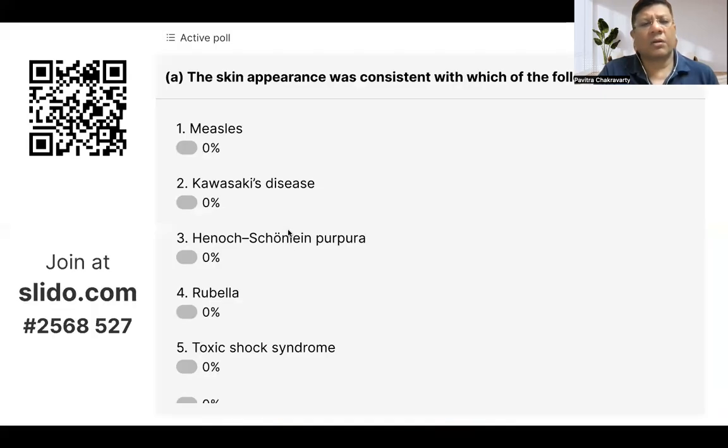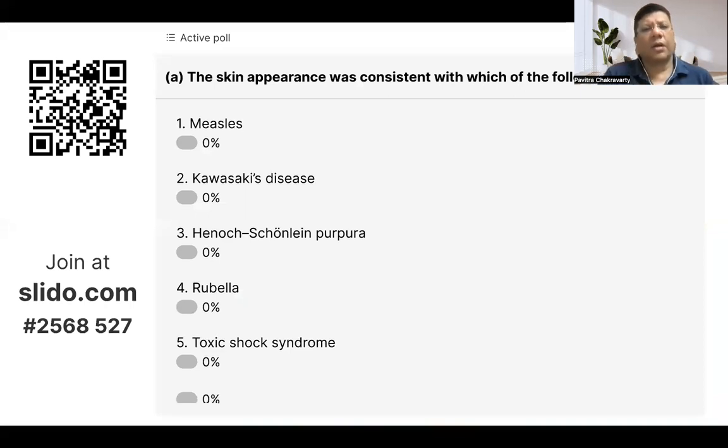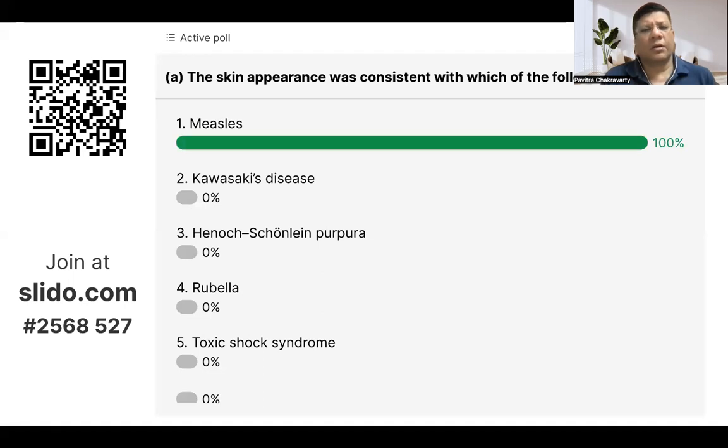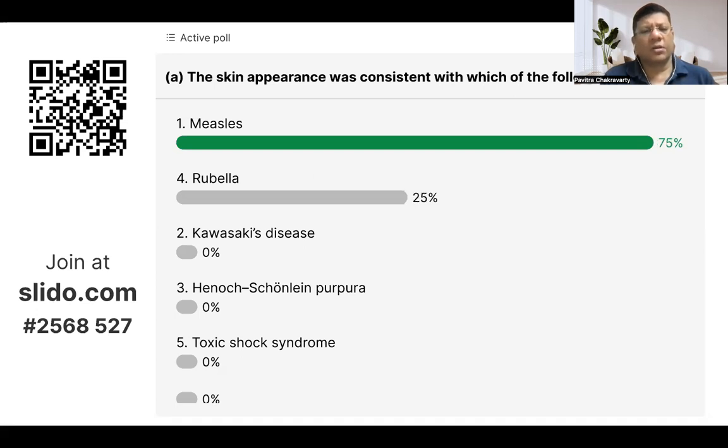Now, very important. The skin appearance was consistent with which of the following? Go for it. I'll count till 10. Go for it, and I'll then go to the next one. If you're not committing, then it's your choice, really. 3, 4, 5, 6, 7, 8. Don't go by what others are doing. Make your own choice. Others might be getting it wrong. So think about it. Don't depend on others.